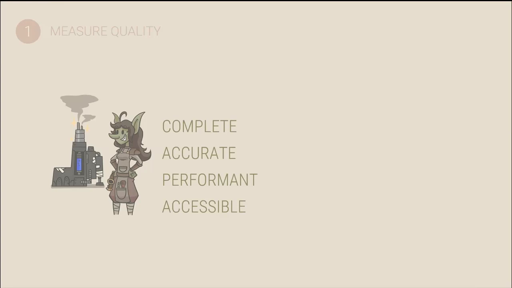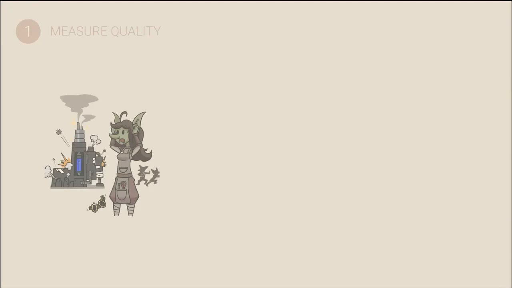Complete, accurate, performant, and accessible. These are 4 properties that a good report will have. If we fail to do even one of these, then our report will not be a success, and we risk having a failure of adoption of our report because it's unable to cater to what the users need.